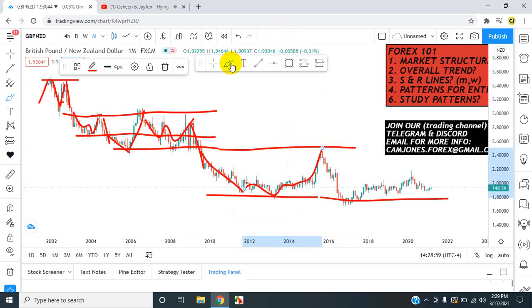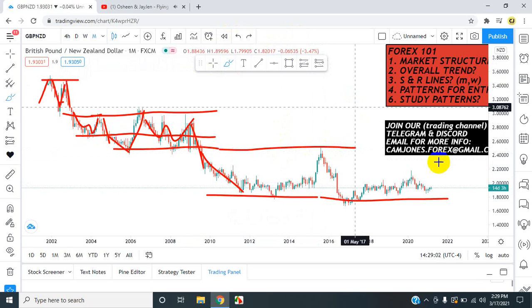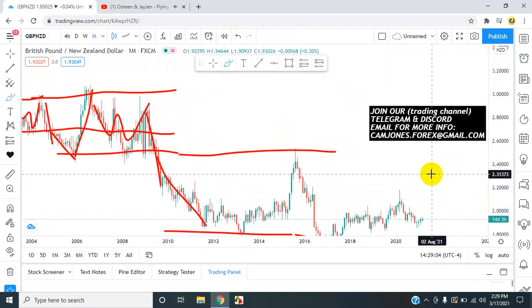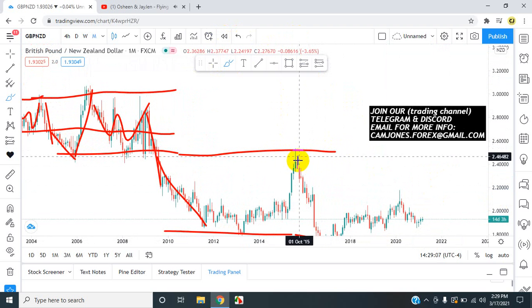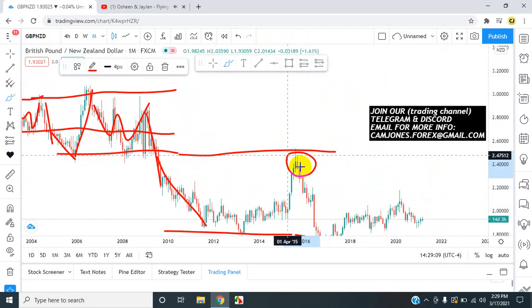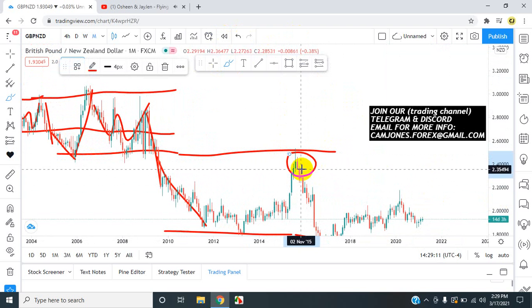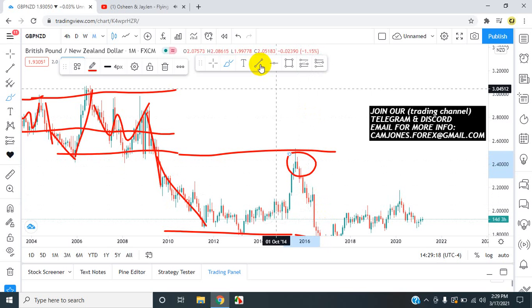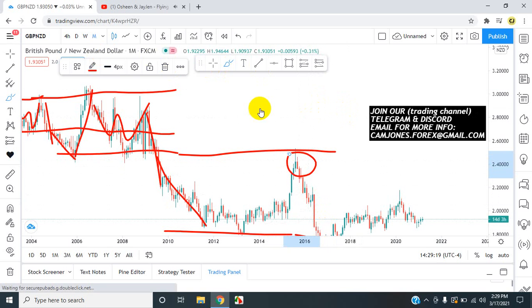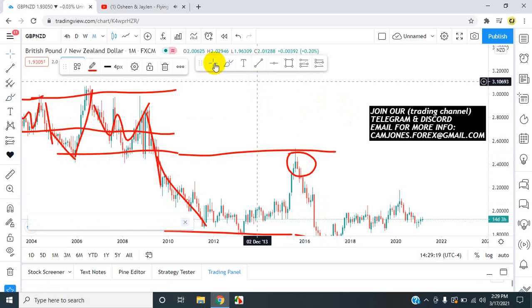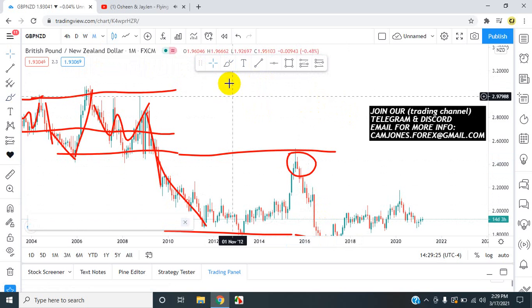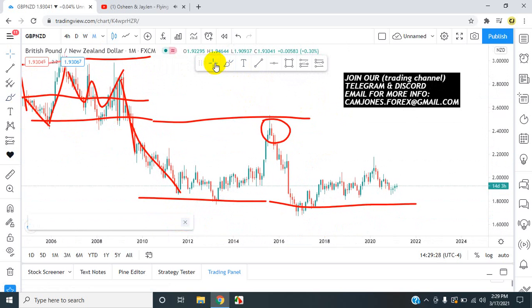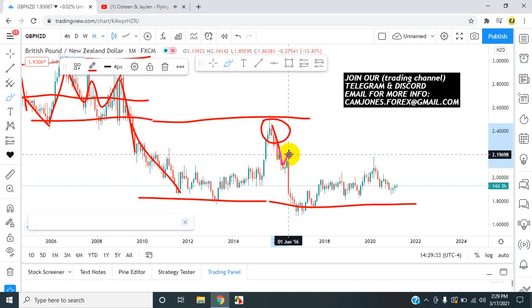Let me go back. Something happened here. If we look in right here, a pattern happened. You got the railroad tracks, the red candle engulfing the green one going down, so that would make the market press down. Once we had that engulfing pattern, the market pushed down and retested previous areas of resistance.